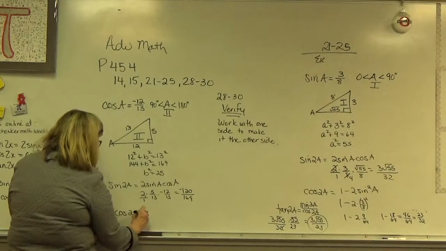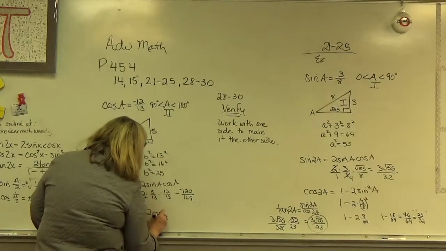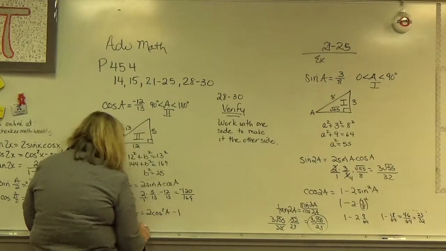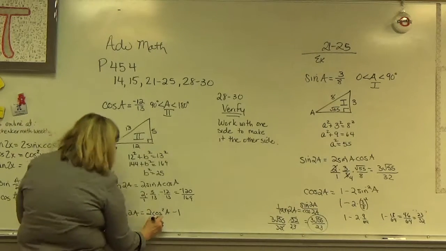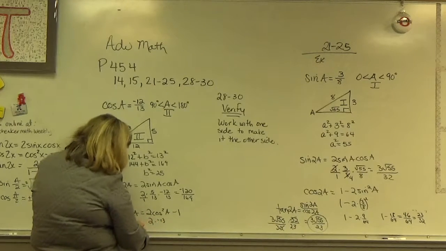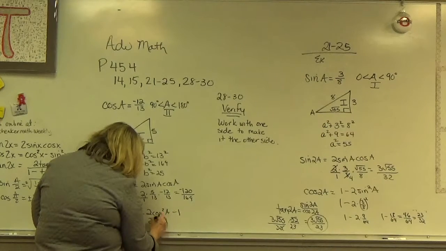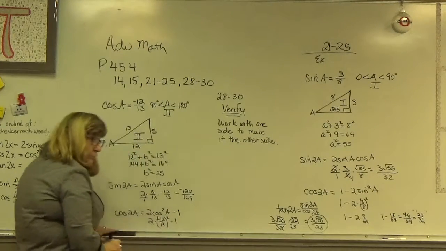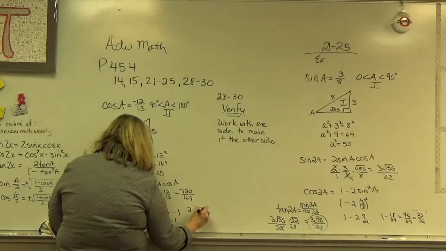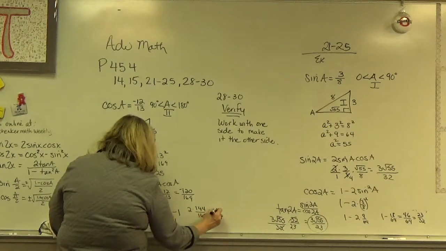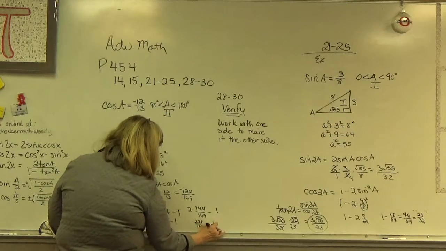Cosine of a double angle, which formula do you guys want to use? Let's use 2 cosine squared A minus 1. So 2 times, what's the cosine? Negative 12/13. I want 12 on top, not 13. And we want to square it, and then subtract 1. So what do we get? 2 times 144 over 169 minus 1. So that's 288 over 169 minus 1.